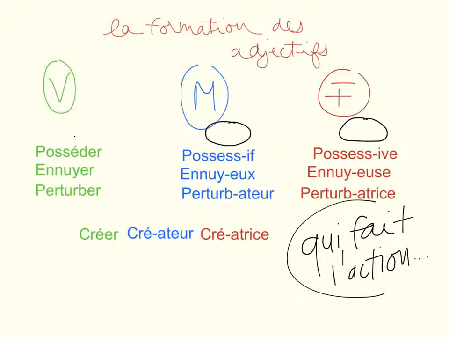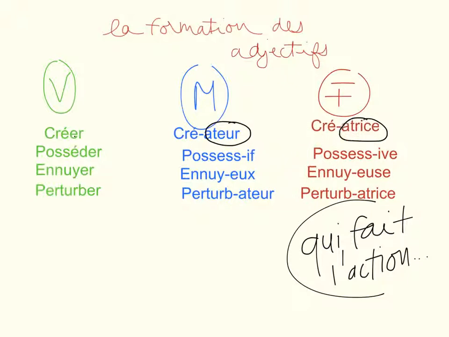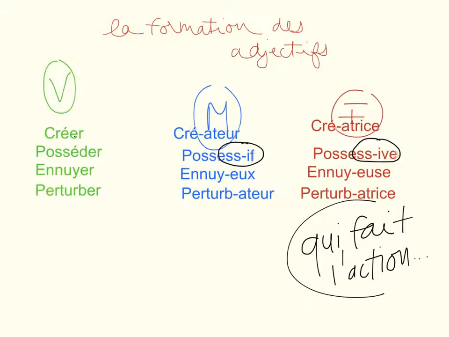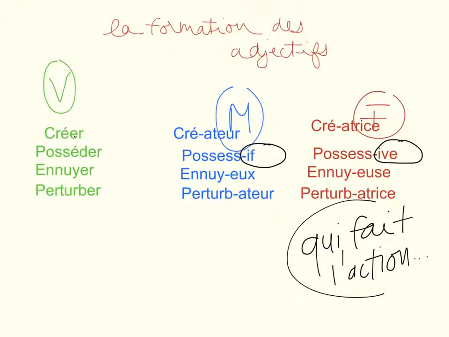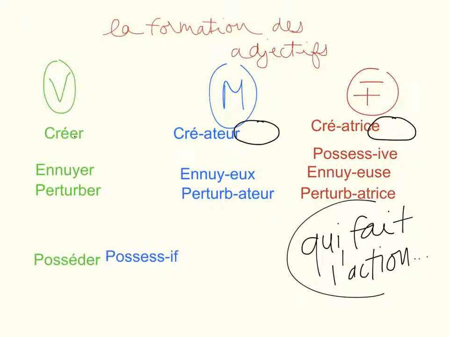Let's take a look at the other ones. If now I take posséder, what do I get as adjective? I get these two. In the masculine, this time, not acteur, but if. Donc posséder ici va me donner possessif au masculin et possessive au féminin.